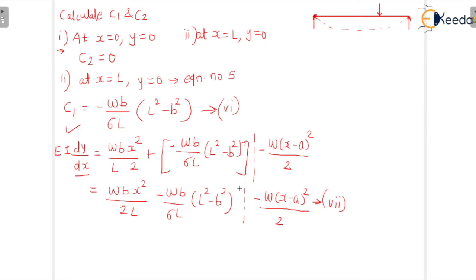Now we know that slope is maximum at points A and B. If you draw a tangent here, the slope is maximum at this point. But what is the value of x at this point? x is equal to 0. So substitute x equal to 0 in equation 7. You have to understand what I am doing here: because at points A and B the slope is maximum.